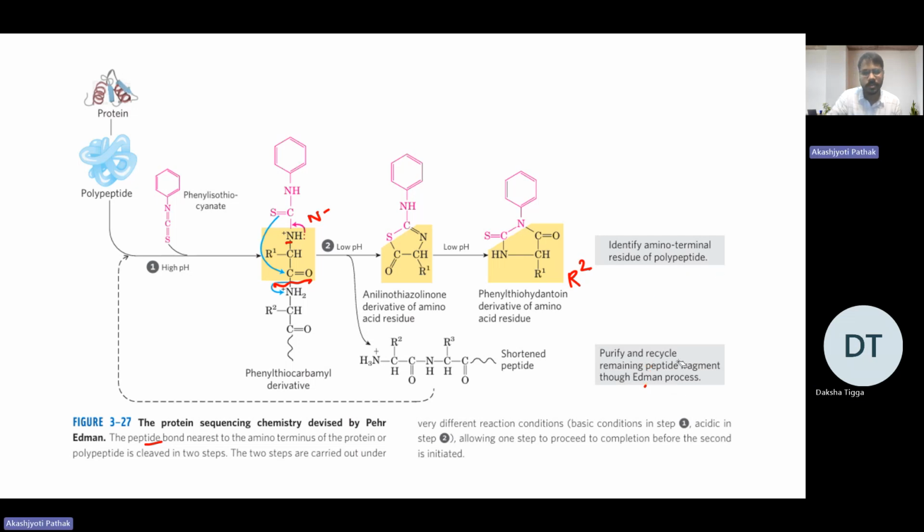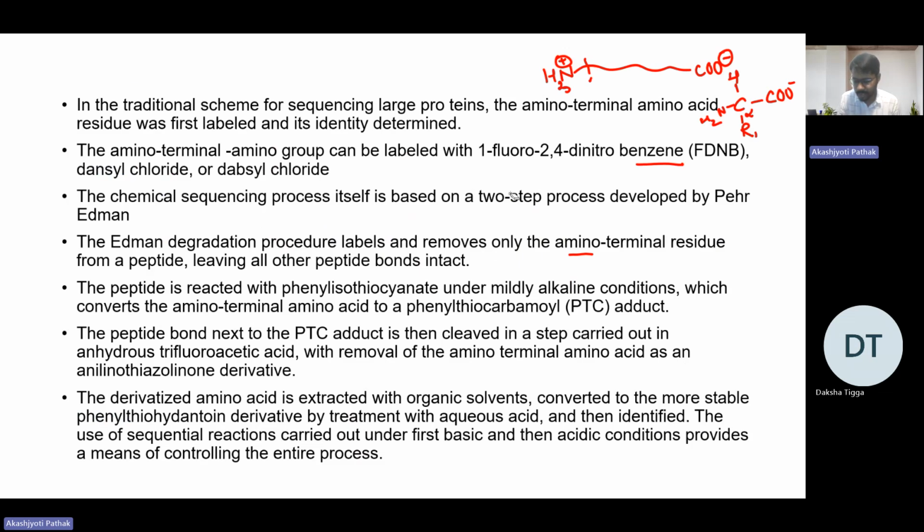Okay, so now let's go through this theory so that you can understand better. So the Edman degradation procedure, what is it doing? So remember the compound that is used for Edman degradation. It is 1-fluoro-2,4-dinitrobenzene. Okay, and this Edman degradation procedure labels and removes only the amino terminal residue. So in each cycle, it is removing one amino terminal residue from a peptide, leaving all other peptide bonds intact.